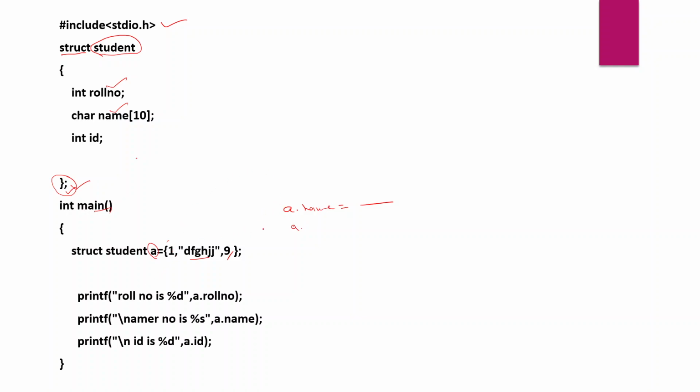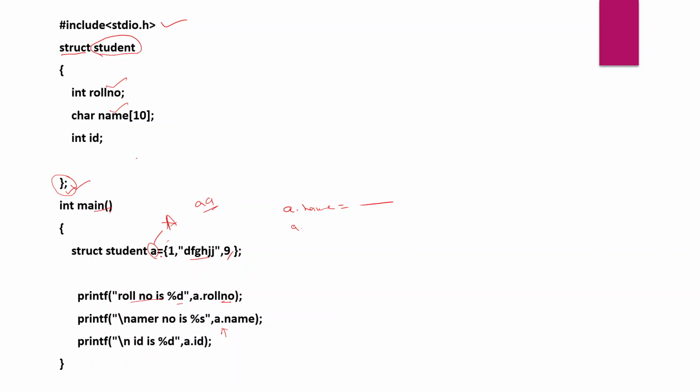Let's understand this first, then after we will discuss. Then printf roll number of the student is percentage d, a dot roll number. Then printf name of the student, and you have to use the dot operator. Anything you create here as the object, say a, if you create x, then you use x here. If you create capital A, then you use capital A here. If you use double A, then you have to use double A as the object in every place.